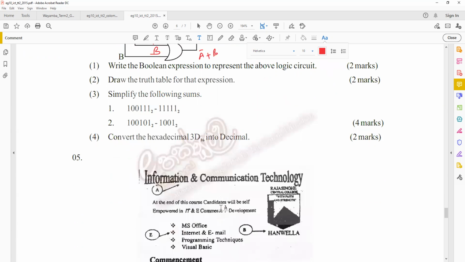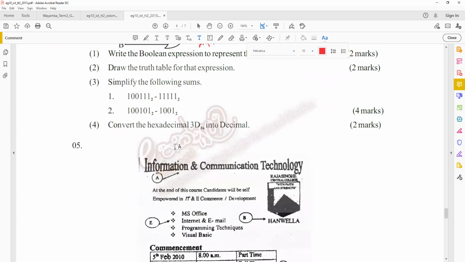Okay, let's move to the next one. Simplify the following sums. Can you tell me the answers for 1 and 2? So it's binary subtraction.